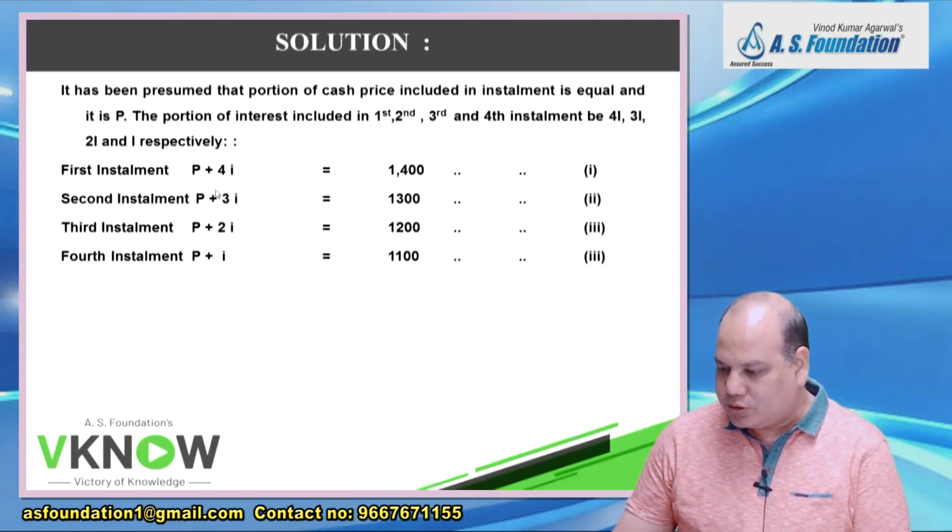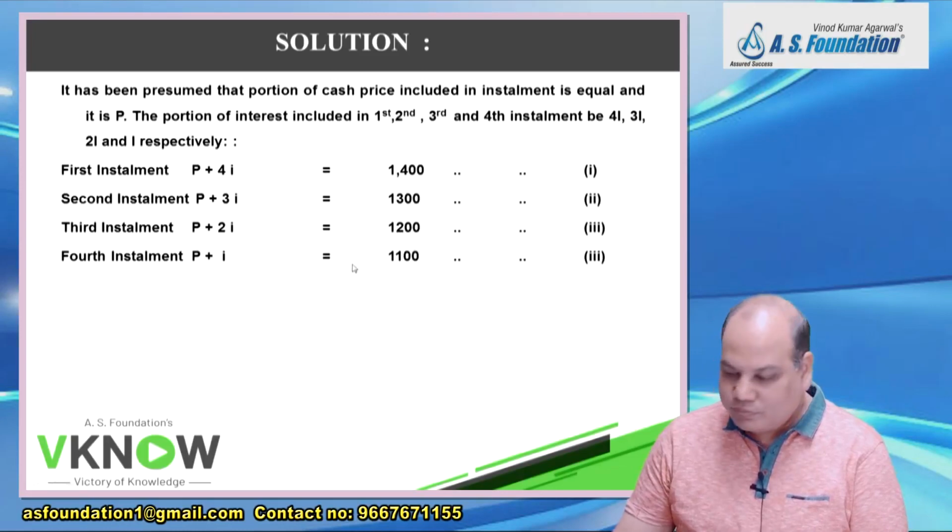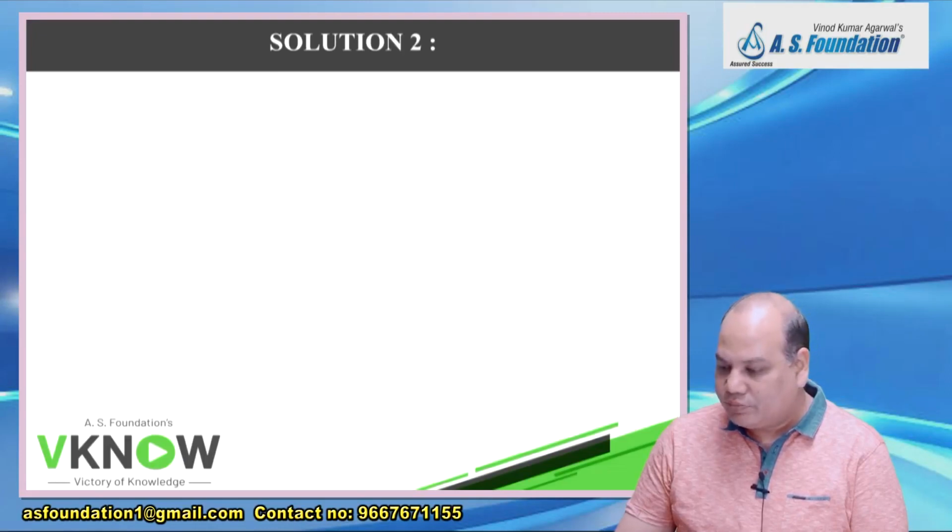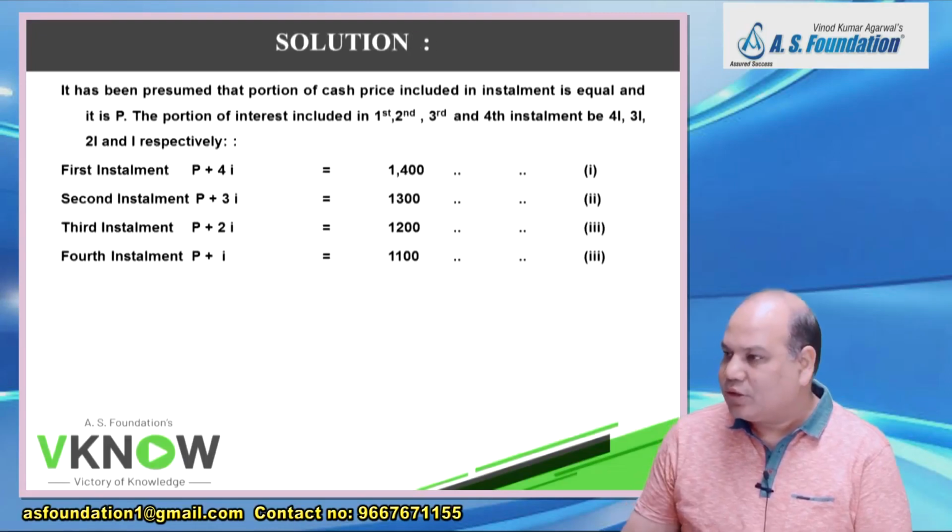First you check the equation. P plus 4i is 1400. P plus 3i is 1300. P plus 2i is 1200. P plus i is 1100. You can just compare this third and the fourth equation. Put minus sign, minus sign, minus sign. So i is equal to 100 this time. i is equal to 100. Are you getting i is equal to 100?